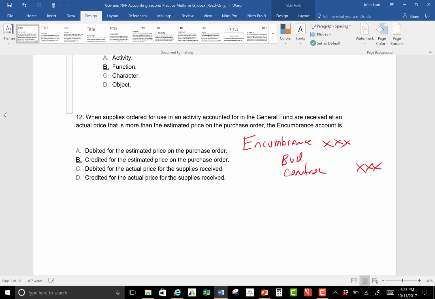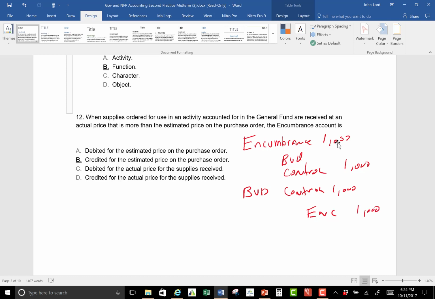Okay, good. Then when the goods come in, I do what? Debit bud control and credit encumbrance for the original amount, right? So I guess I should put some numbers in here to make this a little easier. I would debit encumbrance, say 1,000. Credit bud control, 1,000. When the goods come in, I debit bud control, credit encumbrance for the original amount, right?